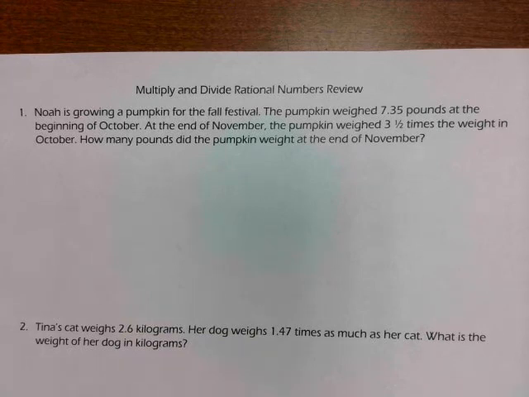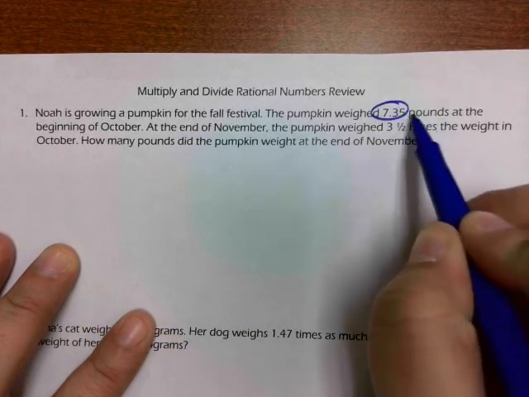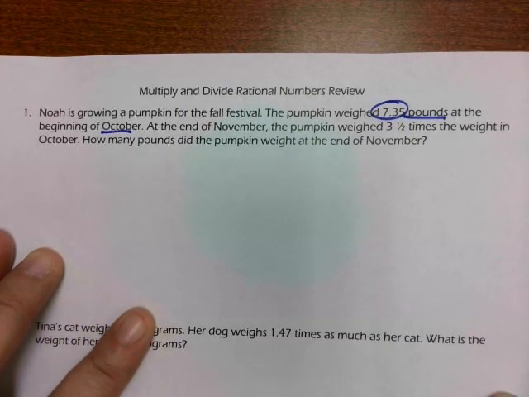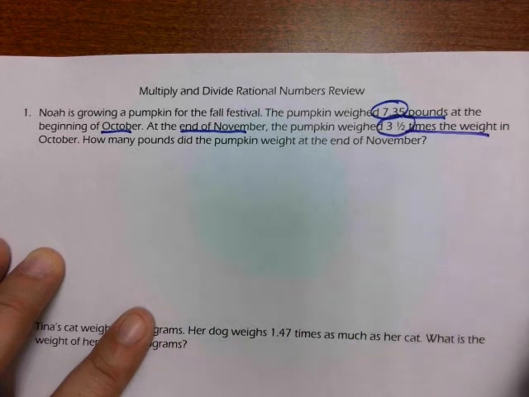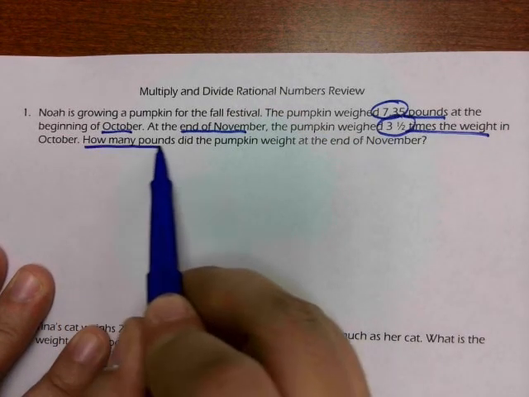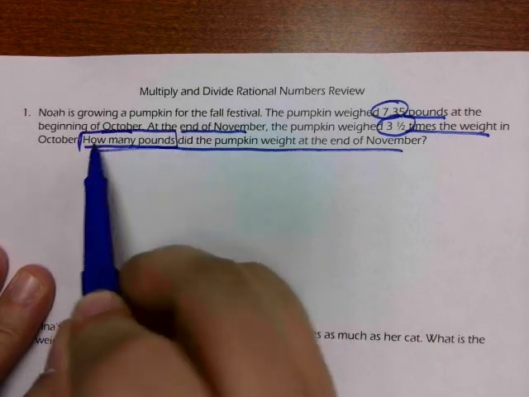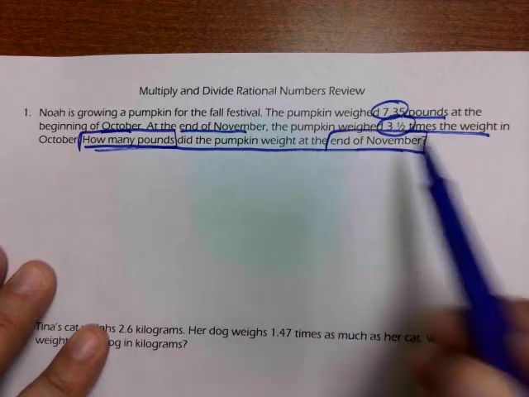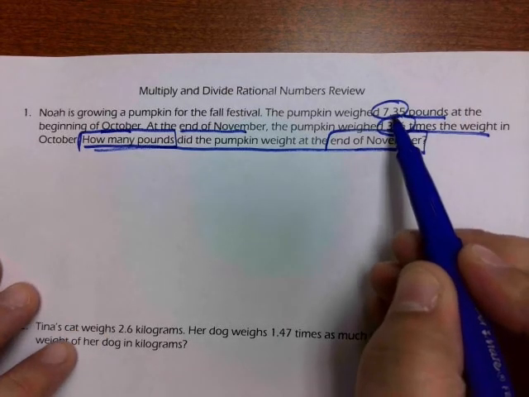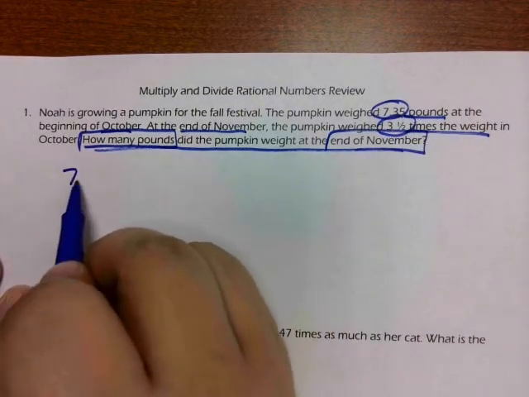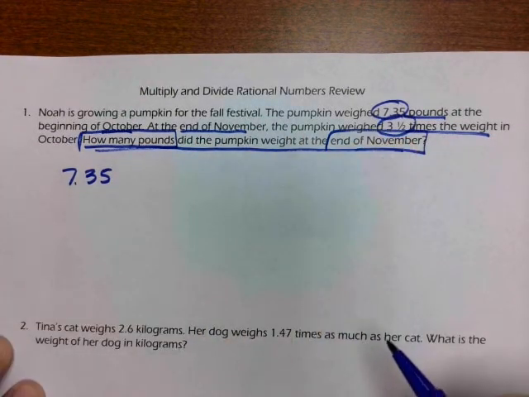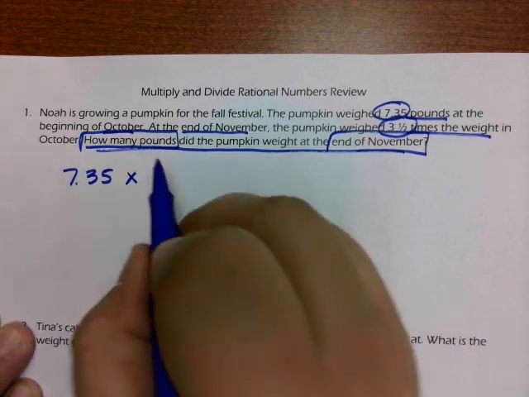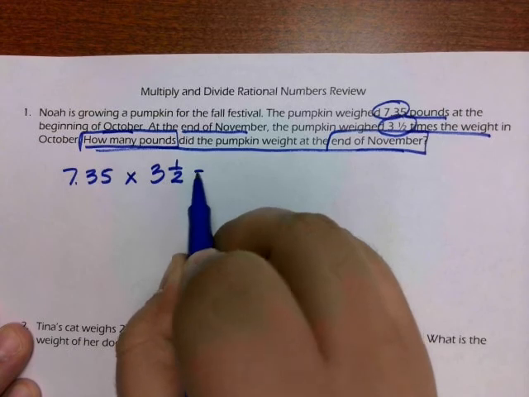Number 1 says Noah is growing a pumpkin for the fall festival. The pumpkin weighed 7.35 pounds at the beginning of October. At the end of November, the pumpkin weighed 3.5 times the weight in October. How many pounds did the pumpkin weigh at the end of November? So we know that the pumpkin started at 7.35 pounds. And then it says at the end of November, it weighed 3.5 times. So times tells me I have to multiply by 3.5. And that will give me my answer.